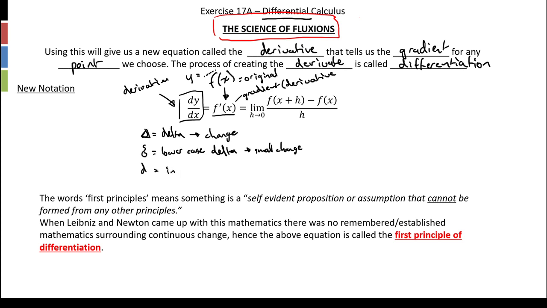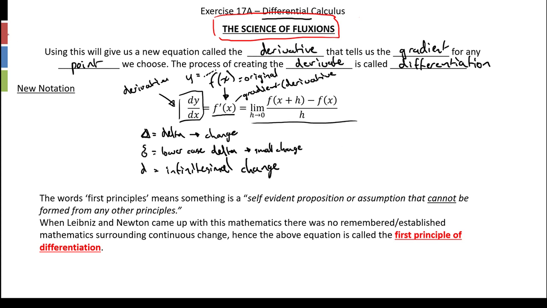Infinitesimal change, effectively 0. But that's what this is. dy/dx means change in y over change in x. That is really small. Equals, and this is our derivative.